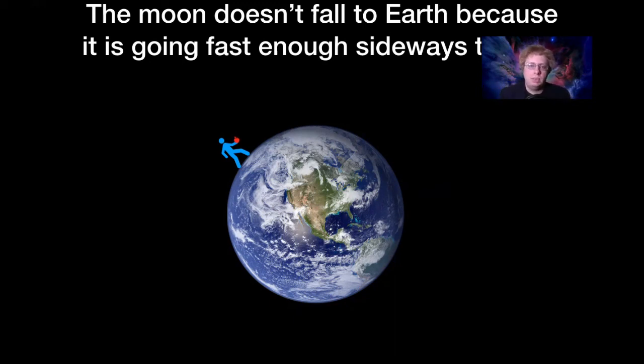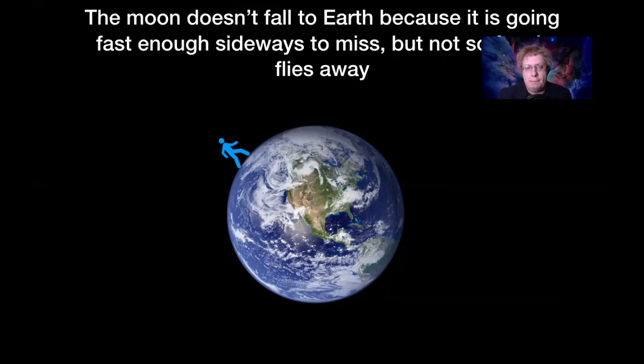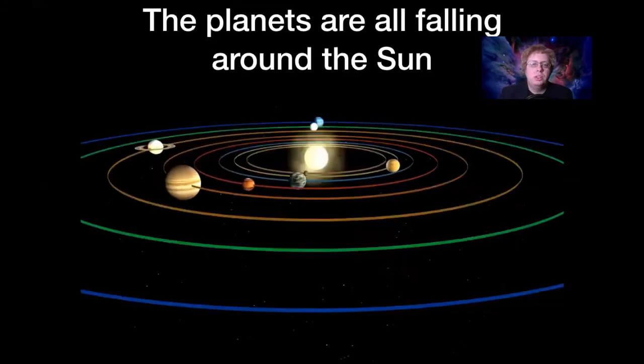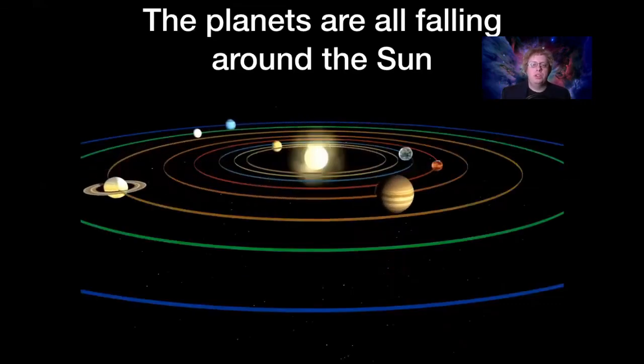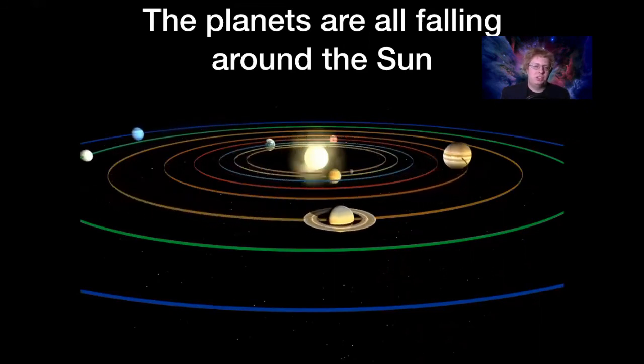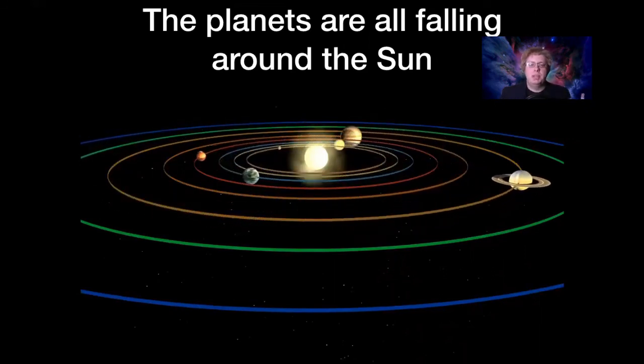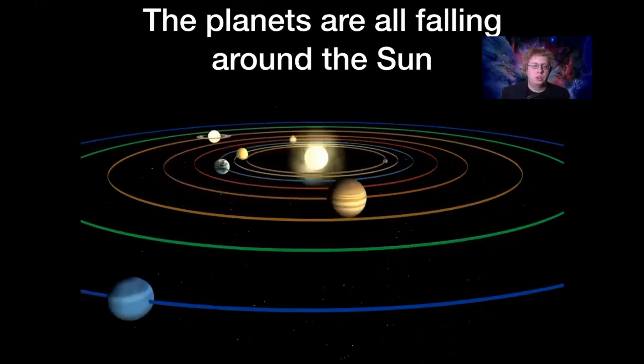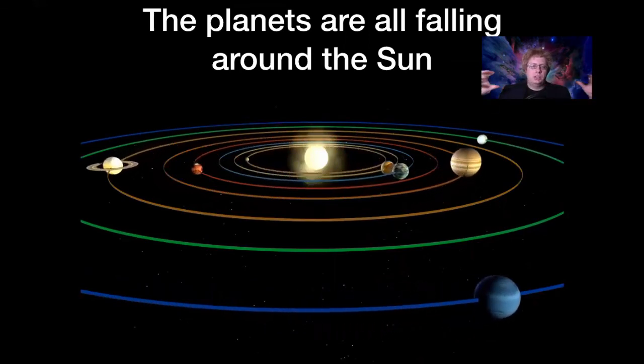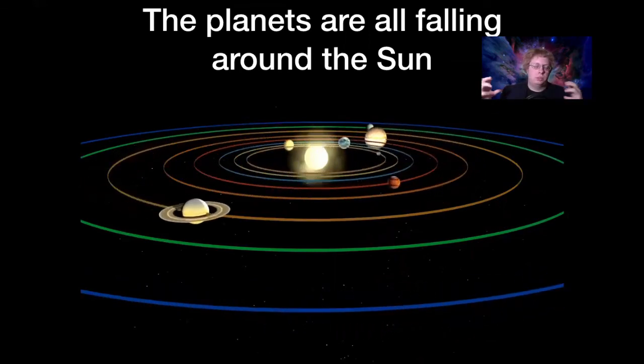Now, it has to be a bit of a balance though, because if the moon is going too fast sideways, then it'll just fly away. So the moon is falling around the Earth, but going fast enough sideways that it misses. The planets are all falling around the sun and doing exactly the same thing. And that explains why their orbits are going in these circles, or in these slightly elongated circles in some cases.